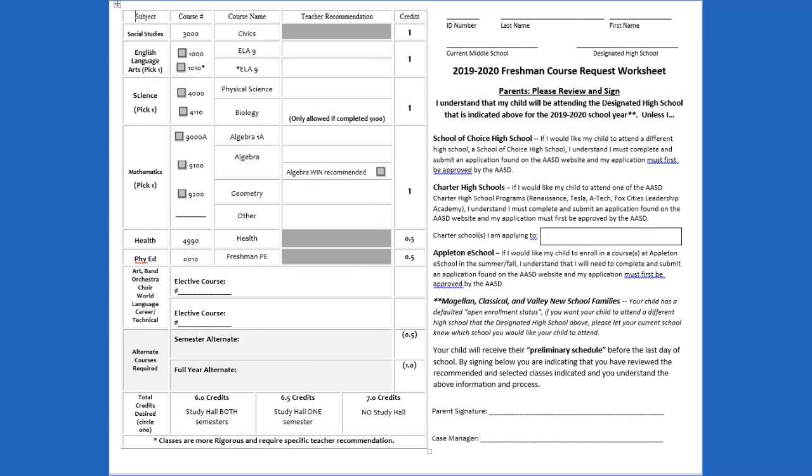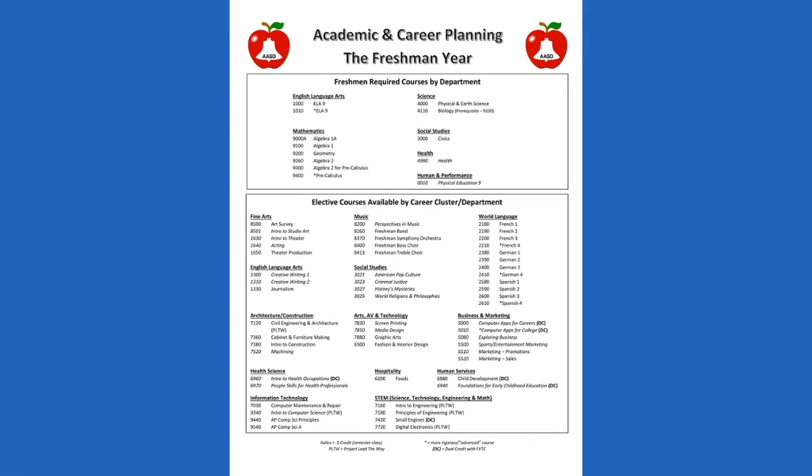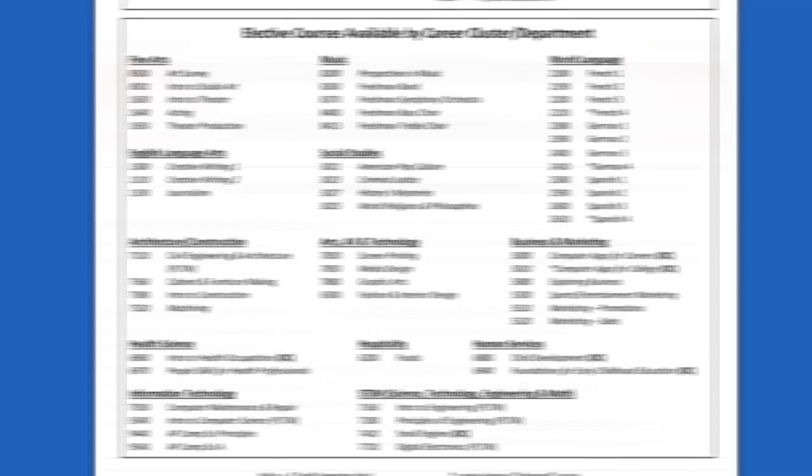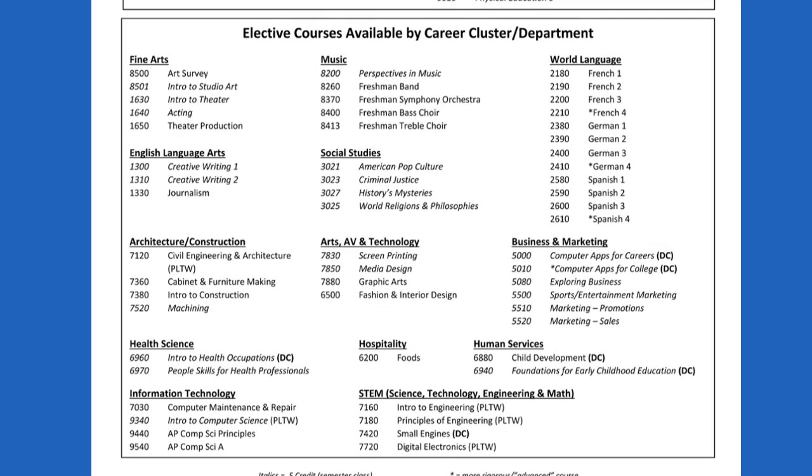Now I want you to take a look at the back side of this sheet. Here's a list of the most common freshman course choices. You'll notice 2 different groupings. On top, it is one by core department area, and on the bottom, the other by career clusters.